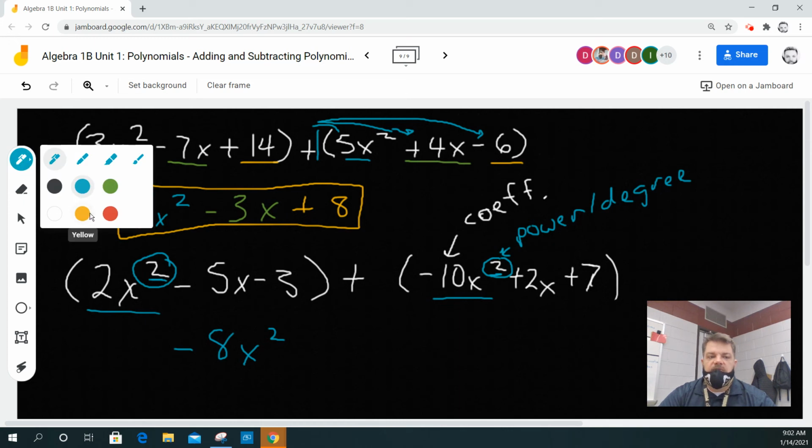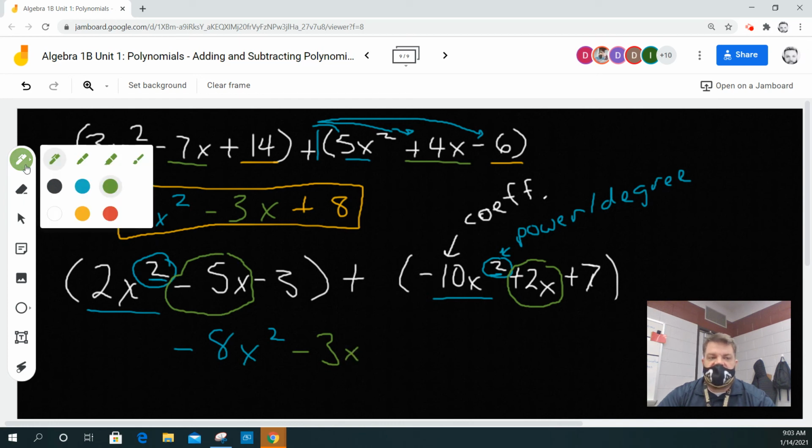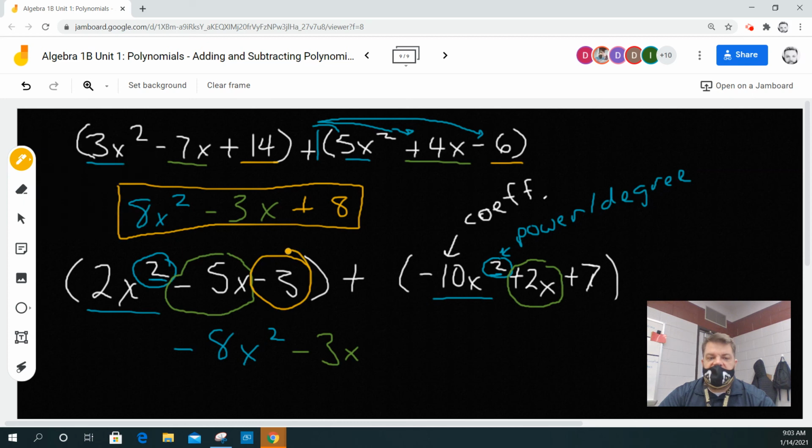And then from there, the next one, we're going to look at the first degree, x raised to the first power, which is going to be negative 5x and positive 2. So we're just combining the coefficients, okay? So 2 minus 5 is negative 3. We're just combining the coefficients, and then the power of x remains the same. And then lastly, this is x to the 0 power or 0 degree because there's 0 x's. So 7 minus 3 is just positive 4.